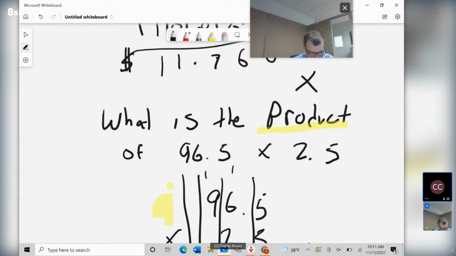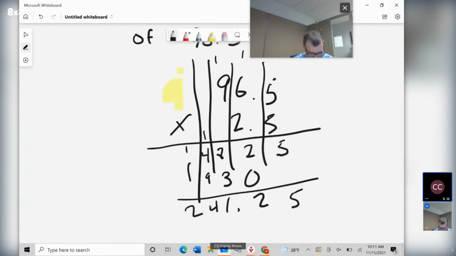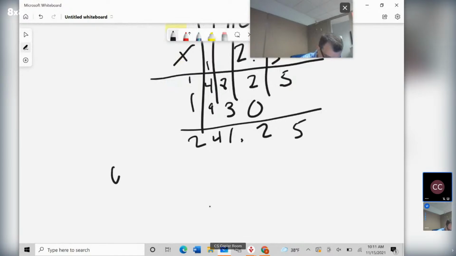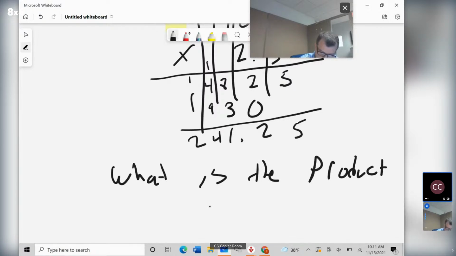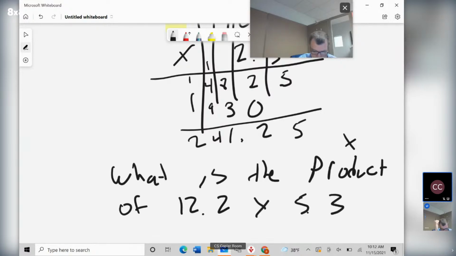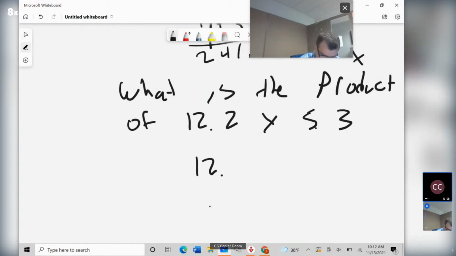Okay, let's do another one here. We'll do one more. If it says, what is the product? Remember, product means multiplication, of 12.2 times 5.3. Once again, if we look at this, 5 times 12 is going to be at least 60. So if we do 12.2 times 5.3.